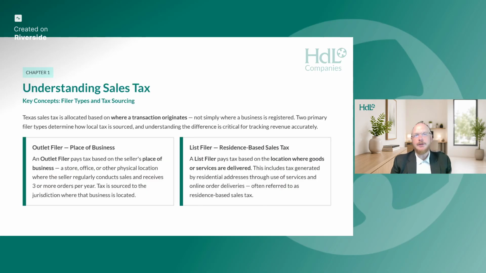So concept number one in understanding your sales tax. In Texas, there are two types of filers, meaning two types of ways that taxpayers will file their local sales tax. The first is an outlet filer. Outlet filers are responsible for paying sales tax based on where their business is located. The opposite of that is a list filer. List filers are responsible for paying tax based on where they deliver items, where their customers are located, or where the job site that they're working on may be located. These are fundamental concepts in understanding everything about Texas sales tax as we go forward.